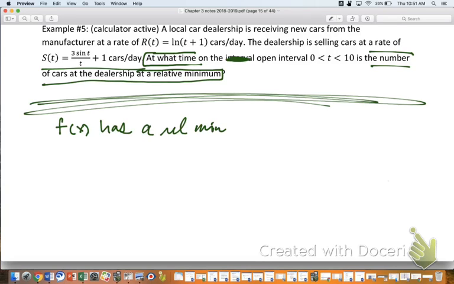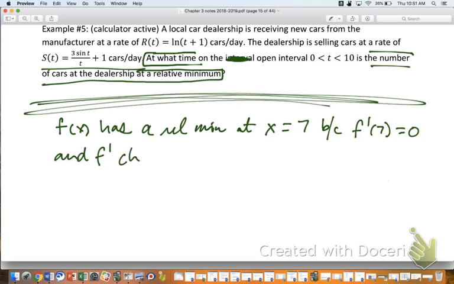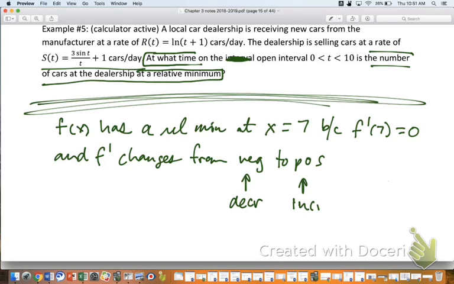f of x has a relative min at, we'll just say, x equals 7, because f prime of 7 equals 0. What does that prove? It's a critical number at x equals 7, and f prime changes from negative to positive. There it is. You can't really say increasing or decreasing instead of that. You have to argue based on f prime here.